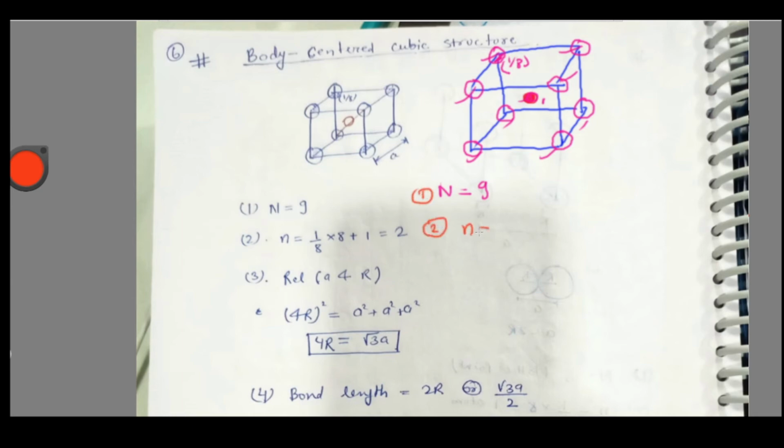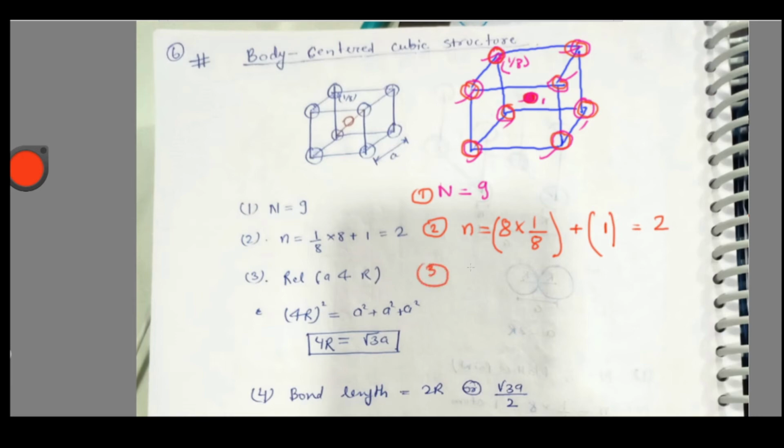So a total of 8 corner atoms are present. These are the corner atoms. So 8 corner atoms are present, and only 1/8 part of each is present inside the atom. So 1/8 plus one whole atom is present at the center of the body, so 1. So the total number of effective atoms is 2 for the BCC, body centered structure.